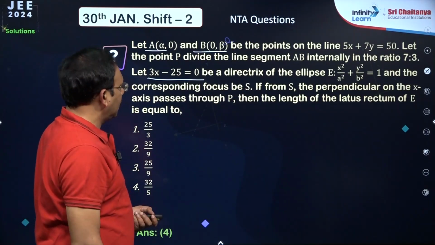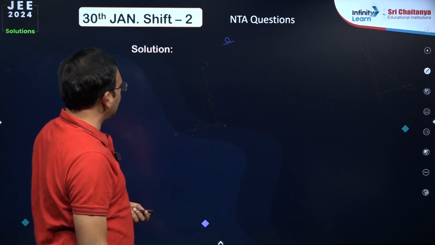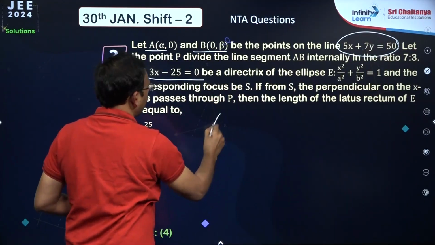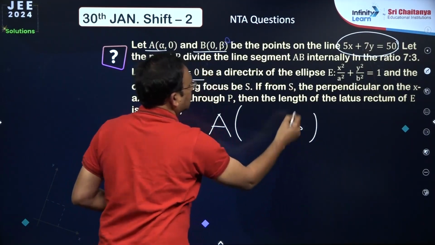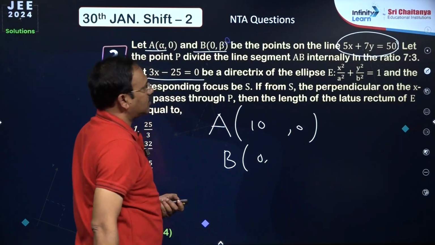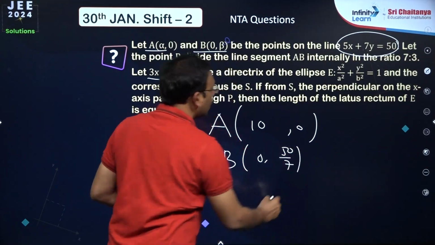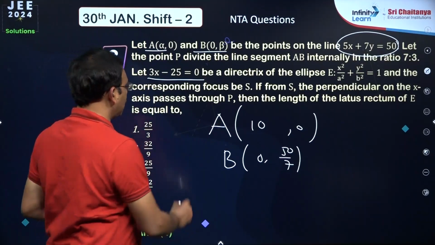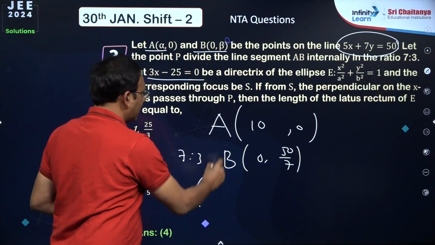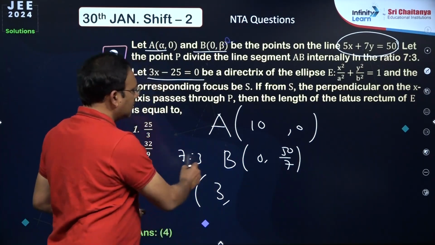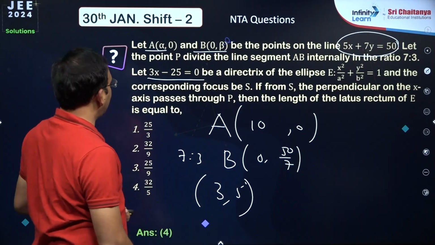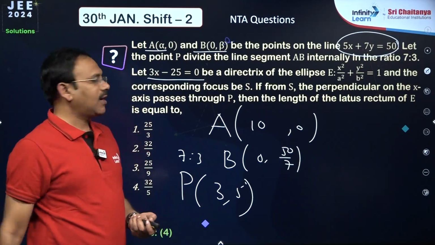Since this is the line, you can see here, this is the line equation given. What is the line? 5x plus 7y plus 50 equal to 0. You can find A, my dear friends, by putting y coordinate 0. If you put y is 0, x is 10. You can also find B by putting x coordinate 0. This is 50 by 7. You can find the point which divides this in the ratio 7:3 internally. So for the x coordinate, 7 into 0 plus 3 into 10, 30 by 10 is 3. This is 50 plus 0 by 10 is 5. This is the point, my dear friends, which is named as the point P. P we could find as (3, 5).